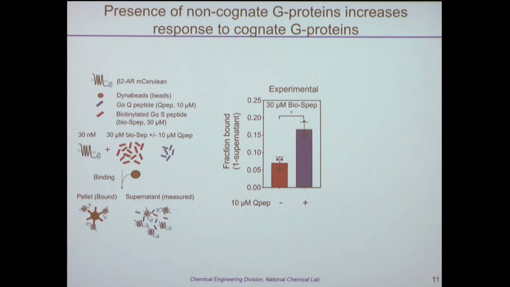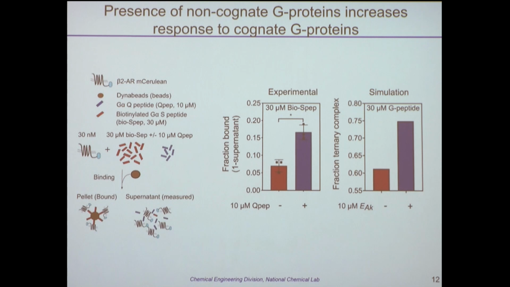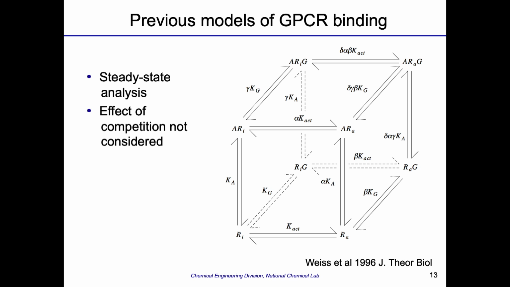Okay, so it seems that something which is not supposed to bind, or not supposed to bind very well, is enhancing the effect of the other molecule that does bind well. So why is this happening? And of course, I'm going to show you that our simulations captured this phenomenon, but the state of the art in G protein or really any receptor-ligand binding and activation are such cubical models, where the receptor exists in different states: bound, unbound, activated, unactivated, and so on.